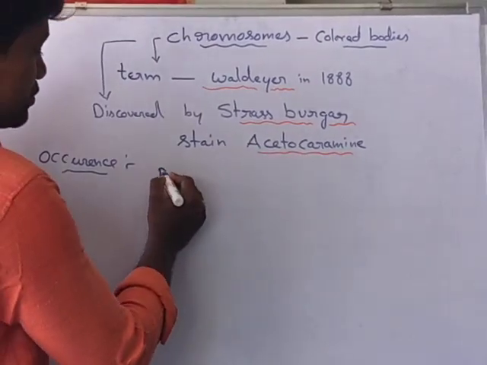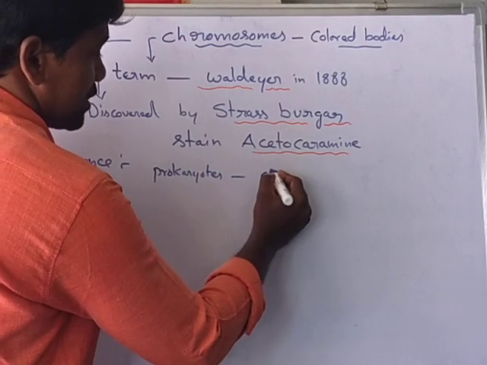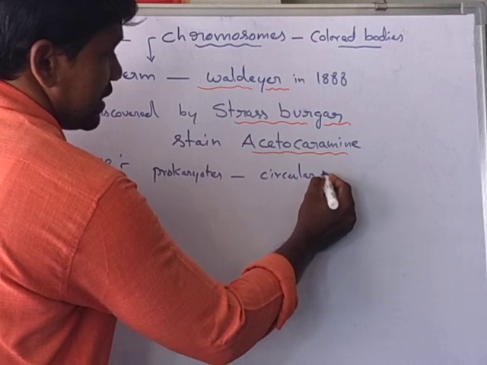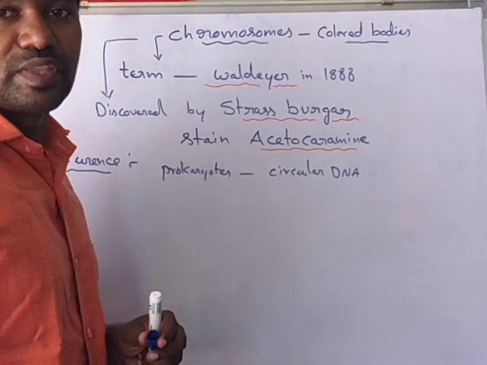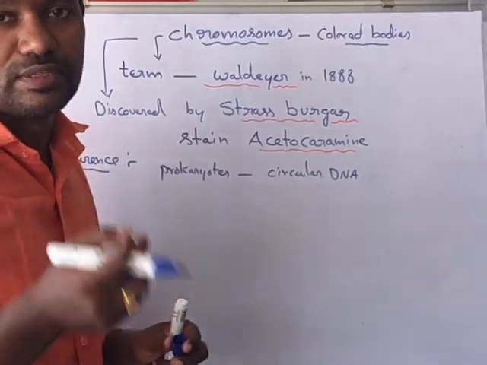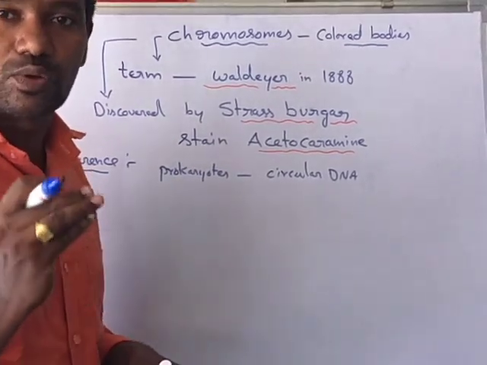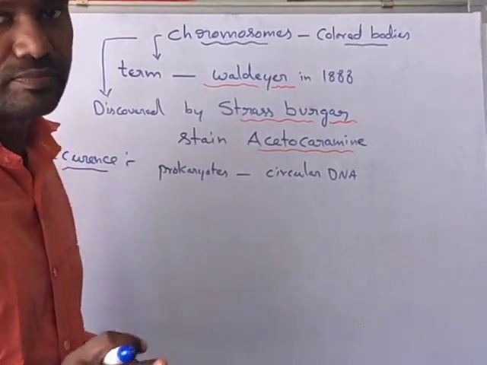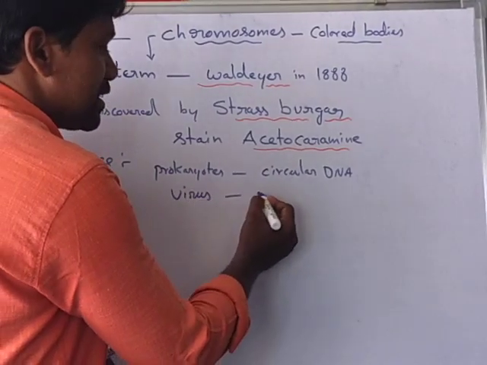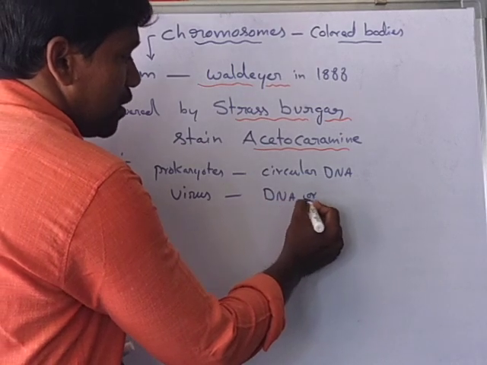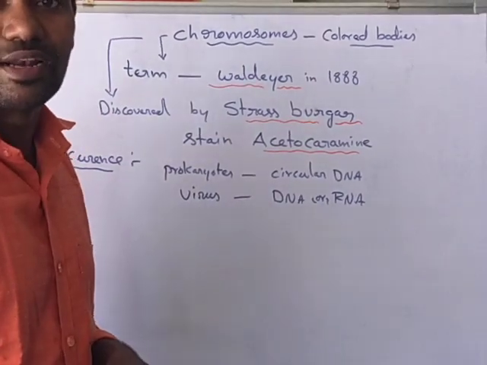In prokaryotes, the cell generally contains a circular DNA. This circular DNA is represented as a chromosome in prokaryotes. The nuclear membrane is absent, so the circular DNA is present in the cytoplasm. That's why the circular DNA or chromosome is called a nucleoid in prokaryotes. In viruses, there is a single molecule of DNA or RNA, which is represented as a viral chromosome.